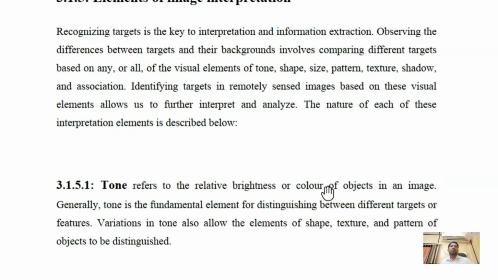Recognizing targets is the key to interpretation and information extraction. Observing the difference between targets and their background involves comparing different targets based on any or all of the visual elements of tone, shape, size, pattern, texture, shadow, and association. Identifying targets in remotely sensed images based on these visual elements allows us to further interpret and analyze. The nature of each of these interpretation elements is described below.